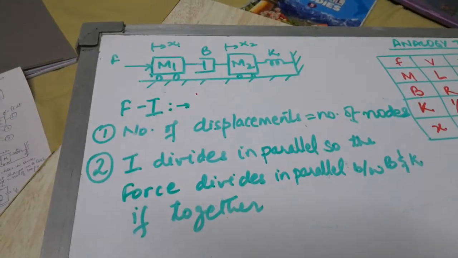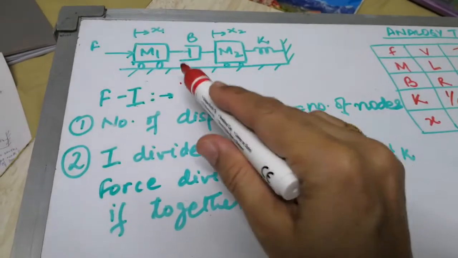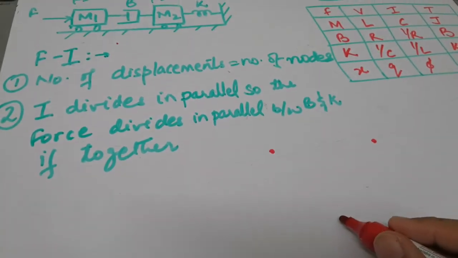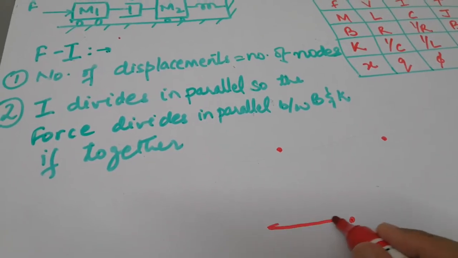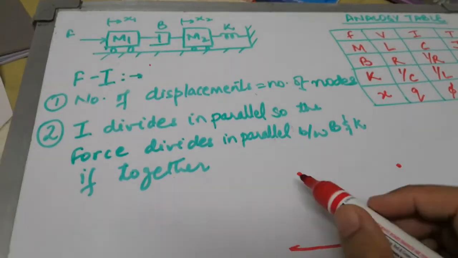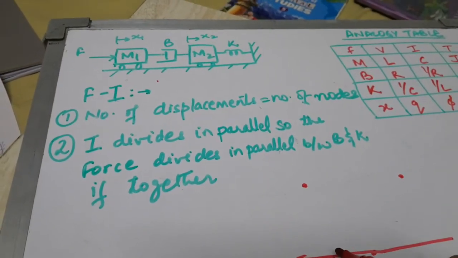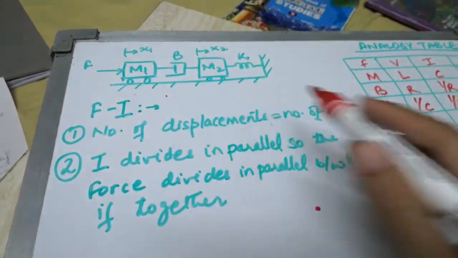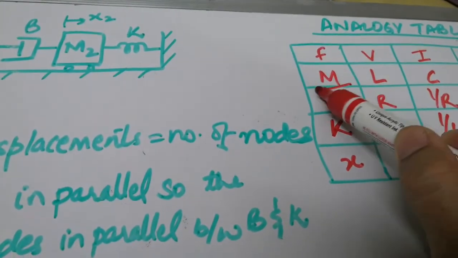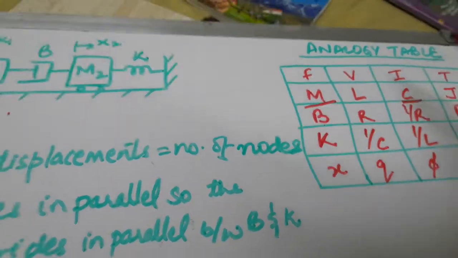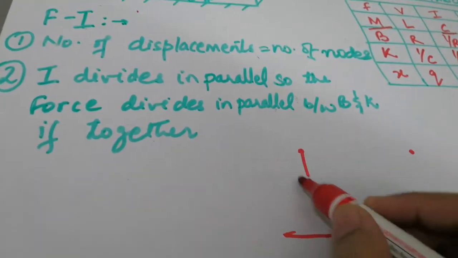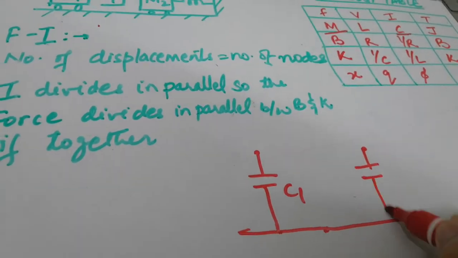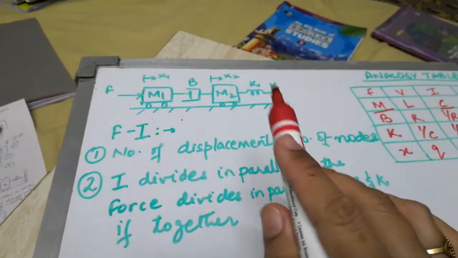So let's quickly draw our two nodes, because two displacements means two nodes, and there is always a reference node, or we can say a reference line. Now this node and the reference node always join with the equivalent of the mass here. The equivalent of mass, just see here, in F it is M, but in I it is C. So I am going to draw C1 here and C2 here, corresponding to my M1 and M2.